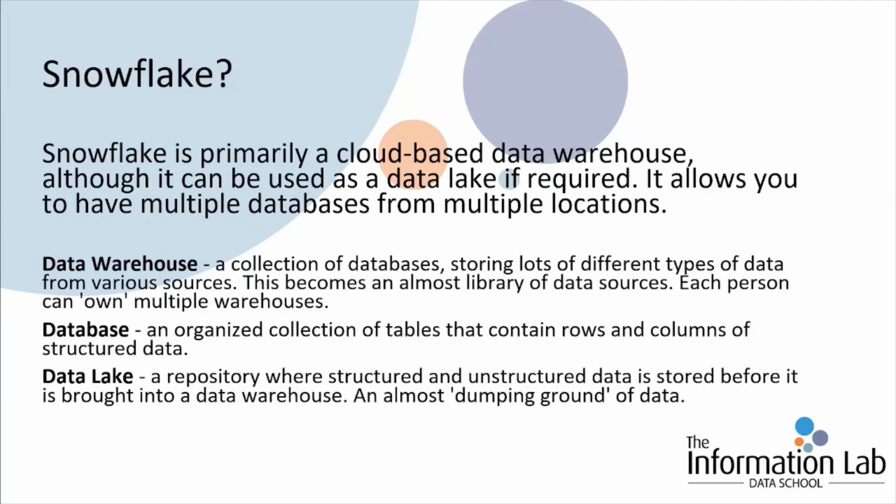So just to recap, a data warehouse is a collection of databases storing lots of different types of data from various sources. So basically, multiple people can own multiple different sources of data all in one place. A database is an organized collection of tables that contain rows and columns of structured data. And lastly, a data lake is a repository where structured and unstructured data is stored before it is brought into a data warehouse. So it's almost like a dumping ground of data. In Snowflake's case, these dumping grounds are called stages.